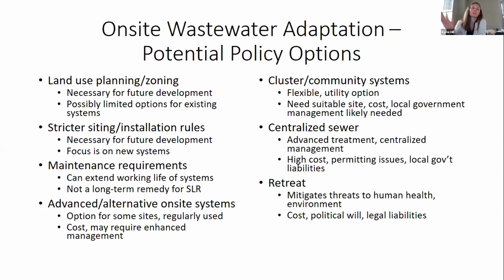And then finally, retreat is always just an option we have to think about in these communities. And some places are actually developing policies that are requiring managed retreat, such as Norfolk, Virginia. But of course, the cost, the political will, and potential legal liabilities as well for retreat programs can be tricky, to say the least.